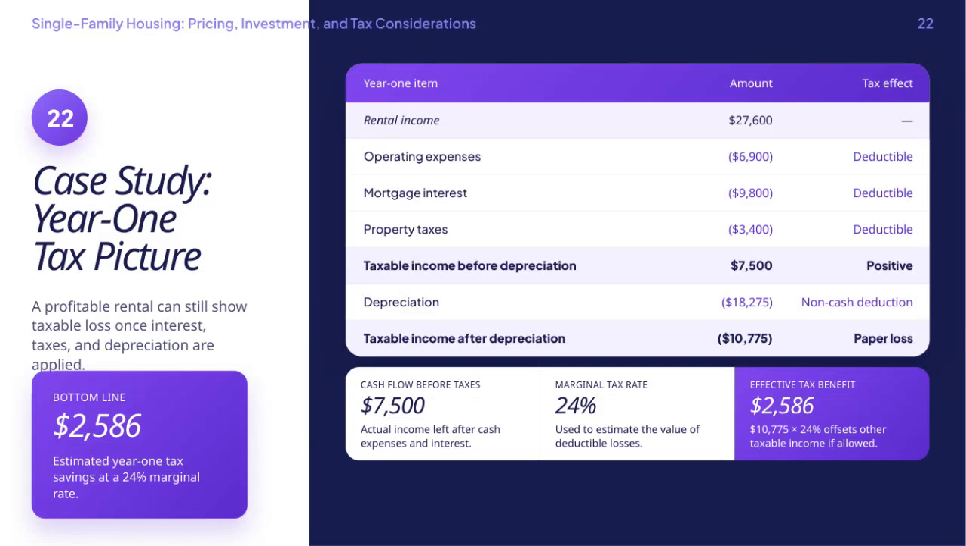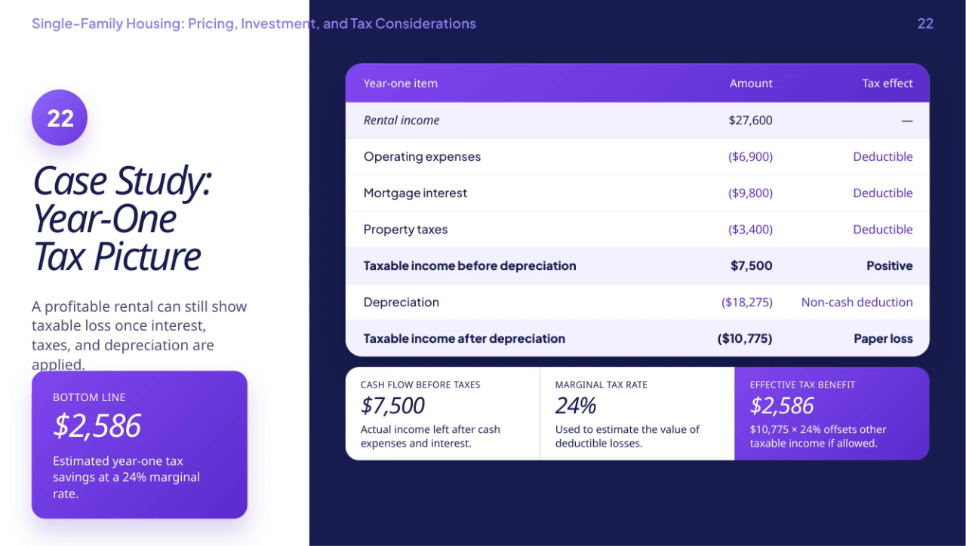Here, we're looking at a case study that illustrates the tax picture for the first year of owning a rental property. Even when a rental is profitable in cash terms, it's possible for it to show a taxable loss once we factor in interest, taxes, and depreciation. Let's break down the numbers. The rental income for the year is $27,600. From that, we subtract operating expenses of $6,900, mortgage interest of $9,800, and property taxes of $3,400. These three items are deductible expenses. After these deductions, we have a taxable income of $7,500 before considering depreciation.